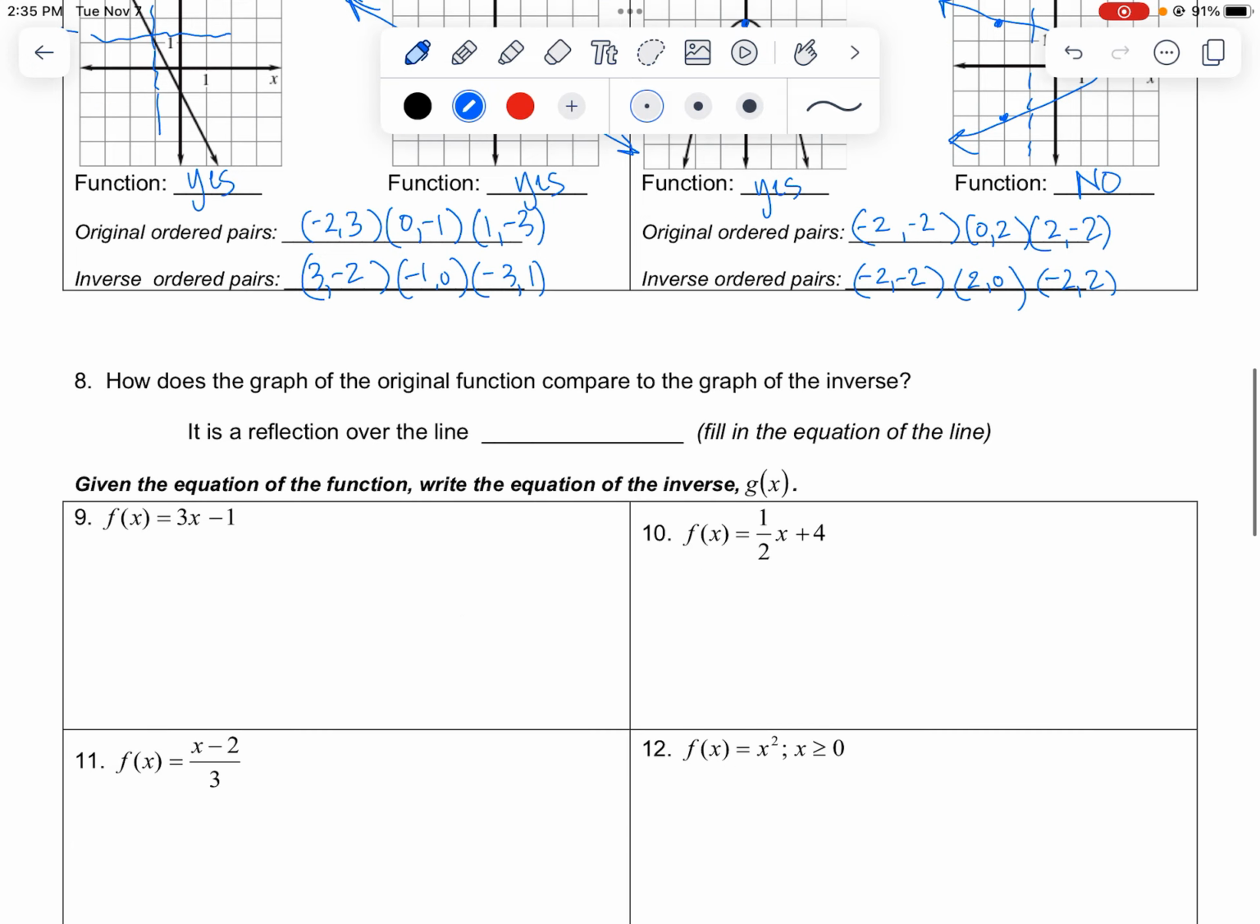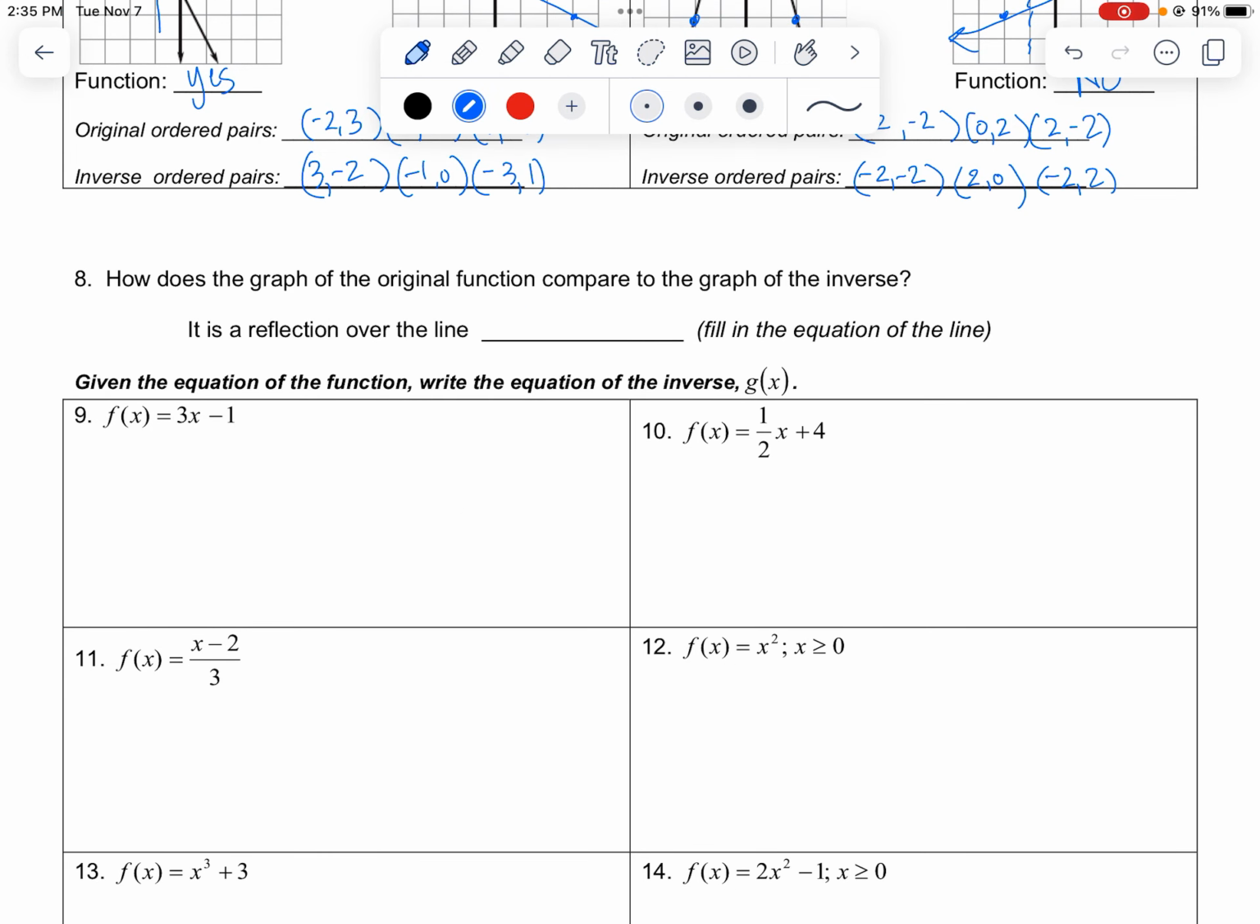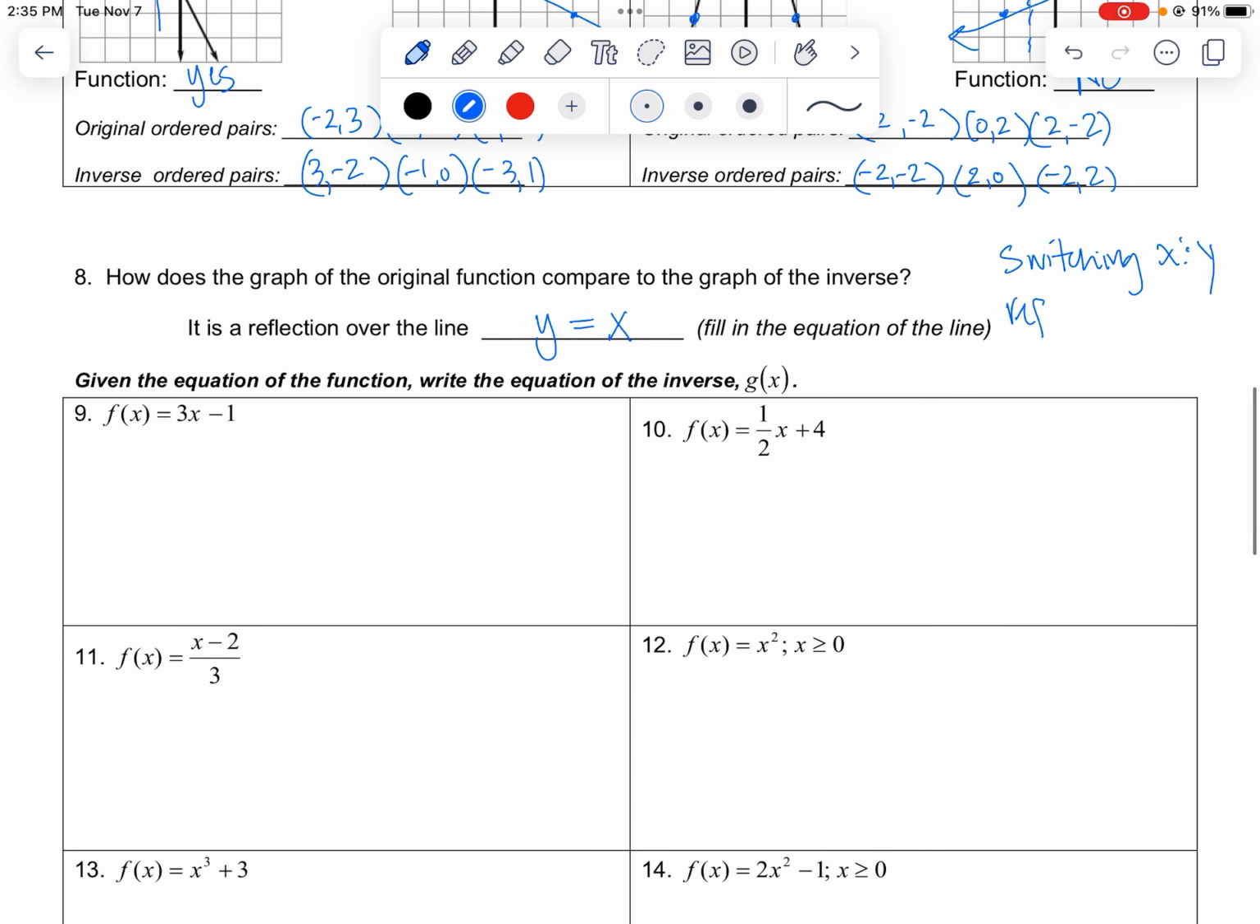Okay, number 8, how does the graph of the original compare to the graph of the inverse? It's a reflection, we've talked about this, over the line y equals x. So we can think about it as switching the x and y points. We can think about it as a reflection over the line y equals x. Does the same thing, we're just thinking numerically and we're thinking graphically here.